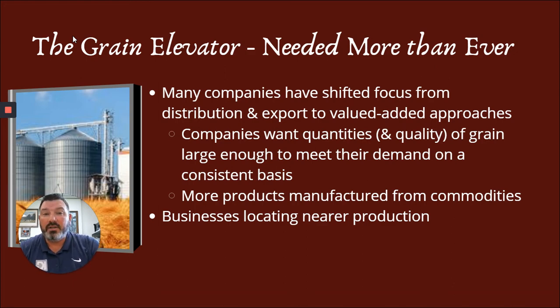So if we look at the grain elevator, it's needed more now than ever. And lots of companies have shifted focus from distribution and export to value-added approaches. Companies want quantity and quality of grain large enough to meet demand because they're also filling contracts. And we also have many more products manufactured from the commodities that we're making. So it's been imperative that businesses locate as close as they can to production. So just in your lifetimes, for example, all the ethanol plants that have popped up, they've been built near where corn production is in order to help fill that elevator need and production need much quicker.